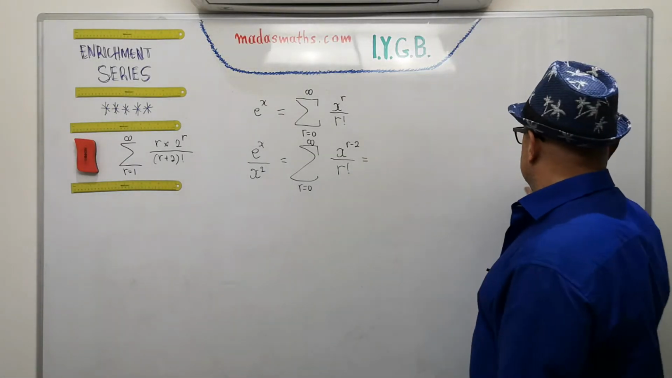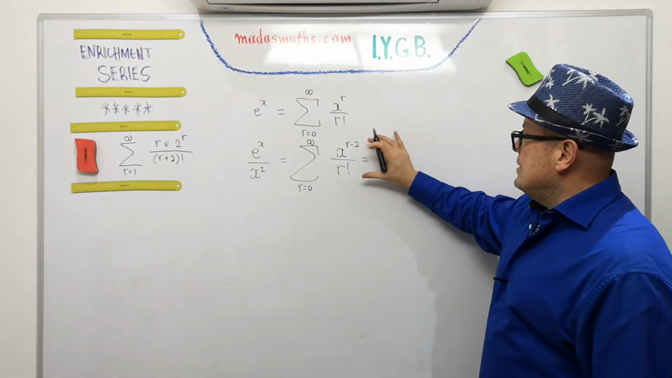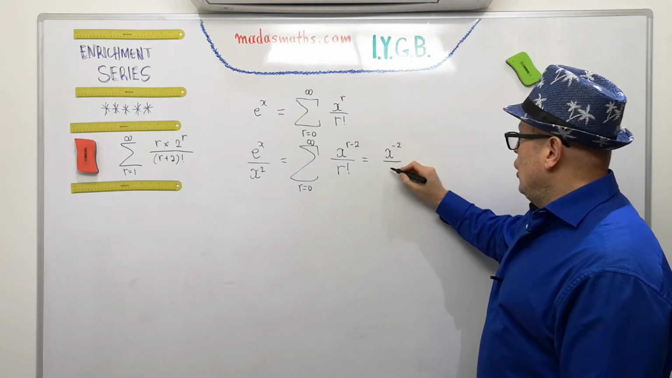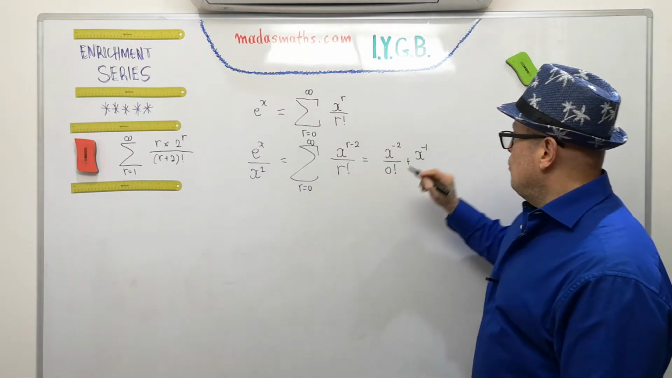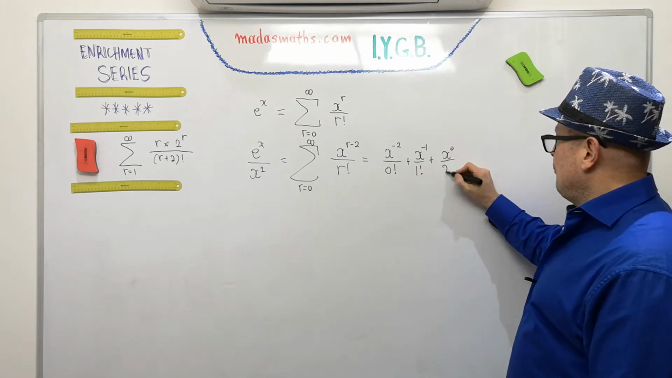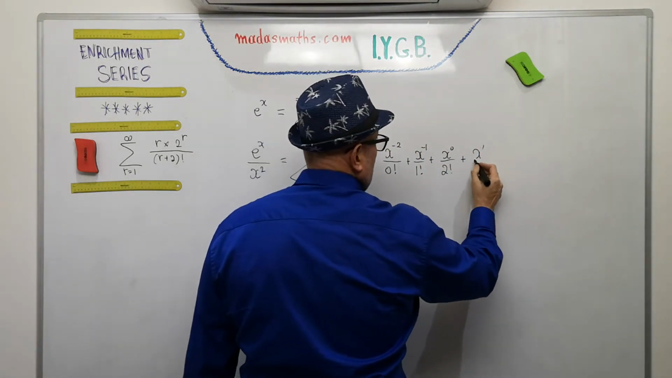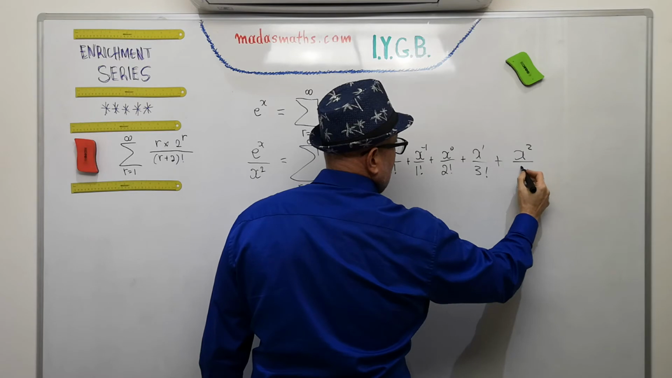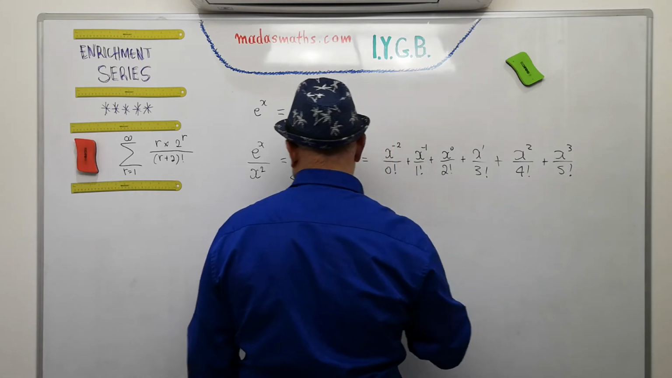What can I do with this now? Let's write a few terms just to see what happens with this particular sigma. What kind of terms do I get from this? I'm going to get, of course, x to the minus 2 over 0 factorial plus x to the minus 1, when I'm putting r is equal to 1 in there, over 1 factorial, and so on. So I'm going to write the first few. x to the 1. Let's put maybe a couple more: x squared over 4 factorial, x cubed over 5 factorial, and so on.